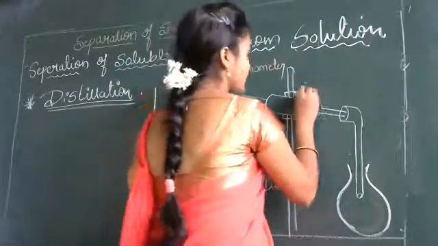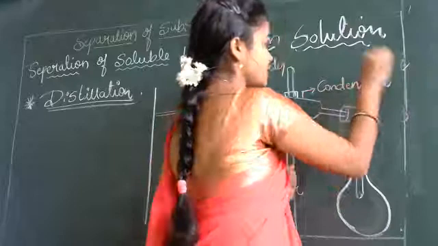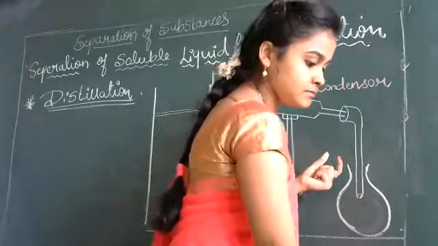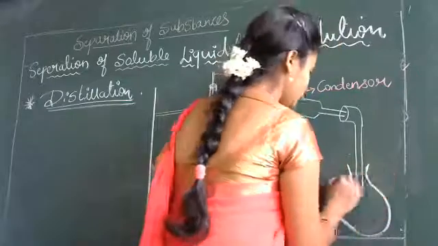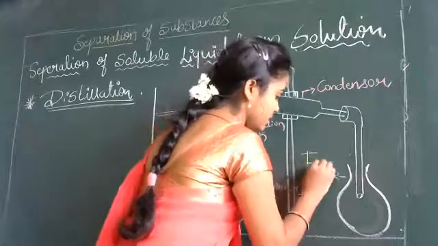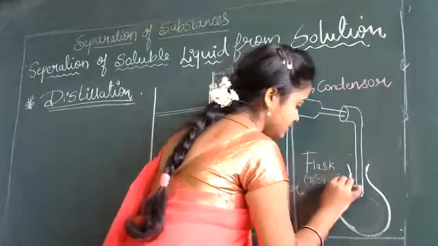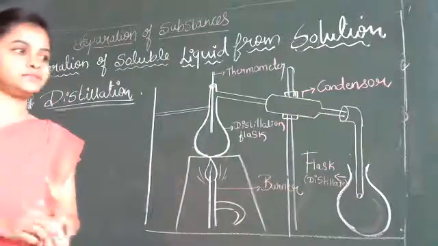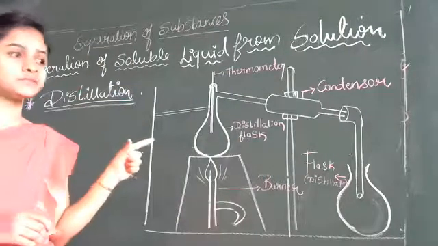And this is condenser. Condenser. We will see how the condenser works. Next, this is one more receiving flask. Here we write only flask. Distillate. Now shall we begin how this apparatus works? You all can see clearly, right?